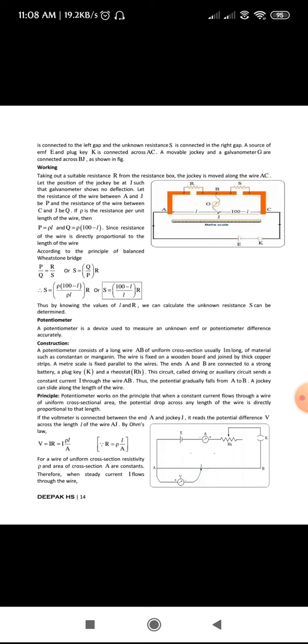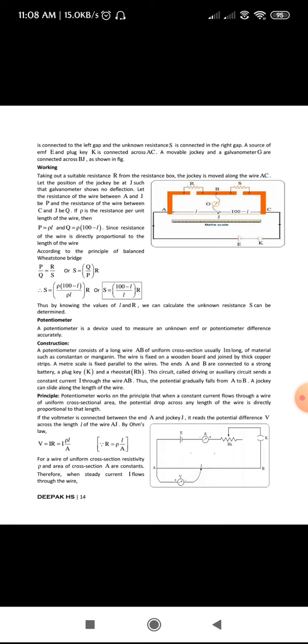So as you move this jockey away from terminal A, the length increases, so the potential drop also increases. Hence it is said that V is directly proportional to I. V is the potential drop, and I is the current. Okay, sorry, V is directly proportional to L. So the potential drop is directly proportional to the length of the wire.